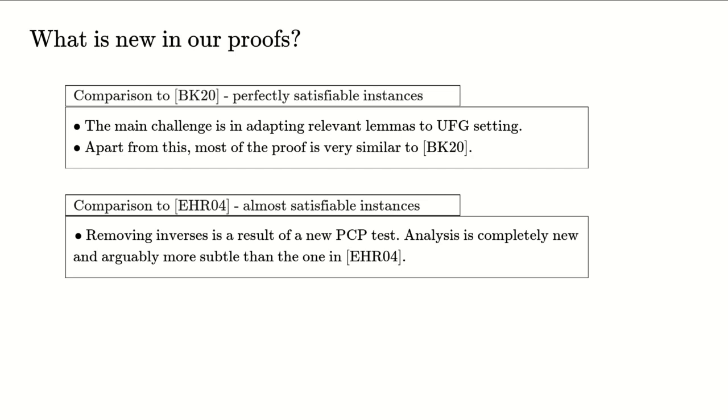However, our proof has more differences to the previous result on almost satisfiable instances. In particular, removing inverses requires us to use a new PCP test, which is arguably more natural, and hence subsequent analysis is completely new and more subtle than the previous one.